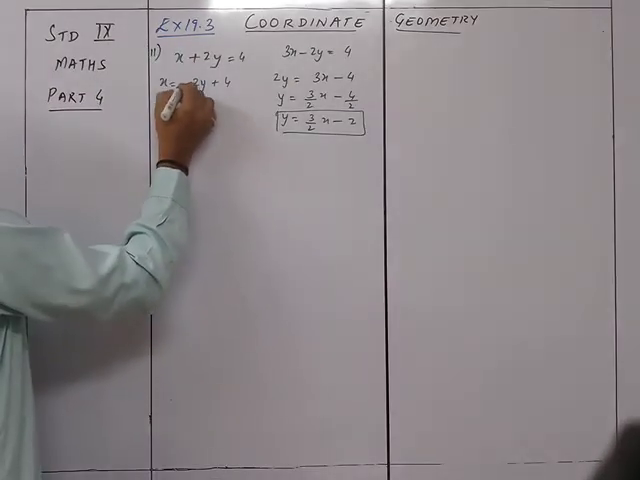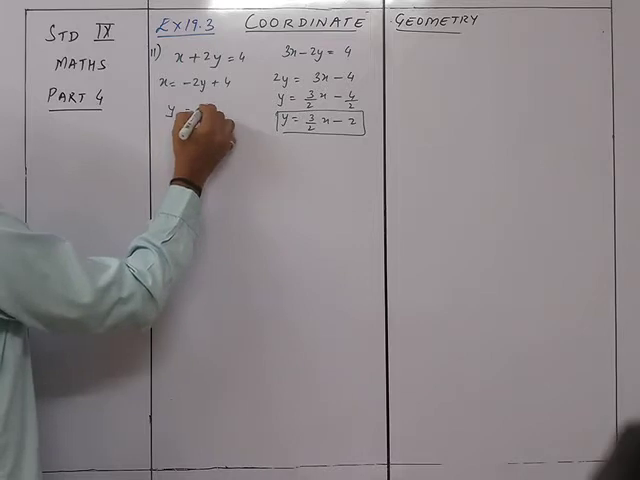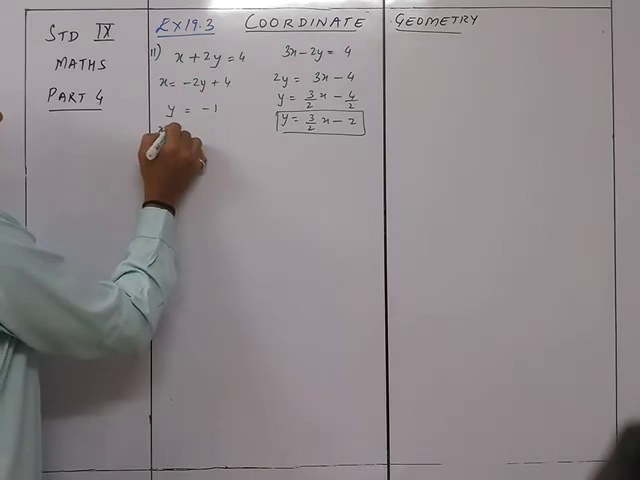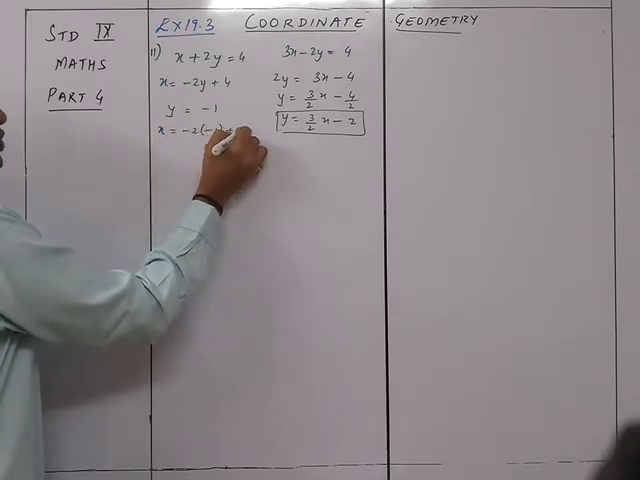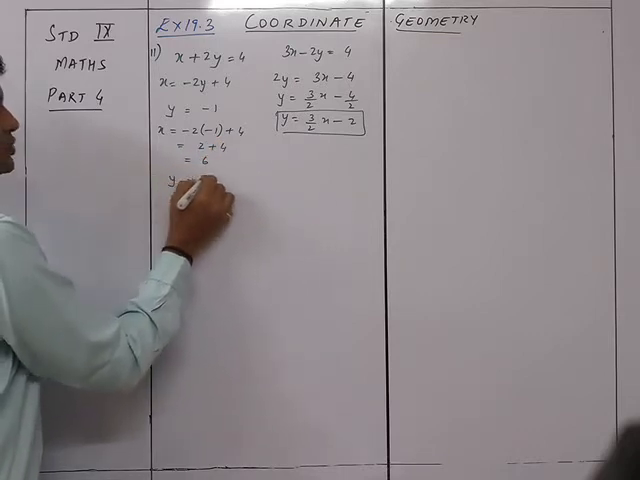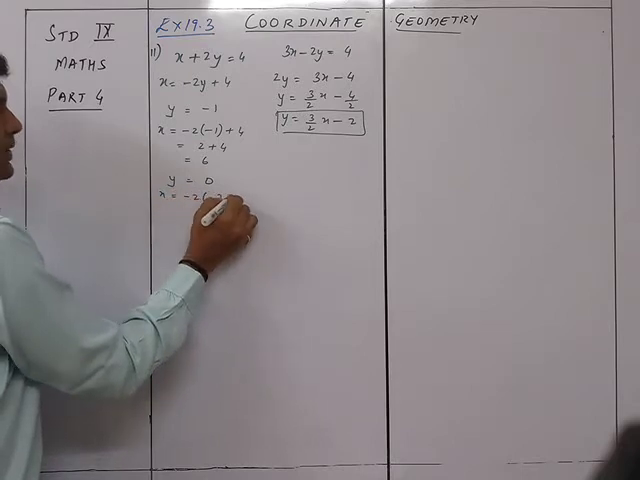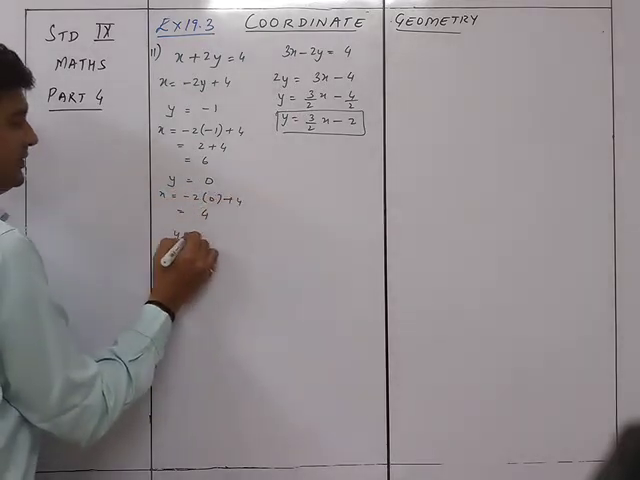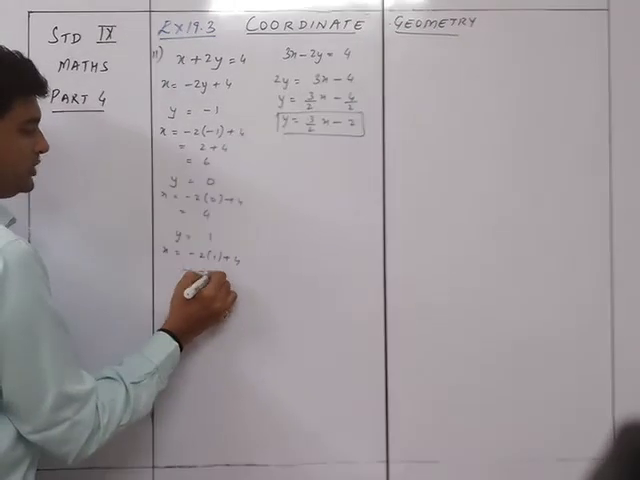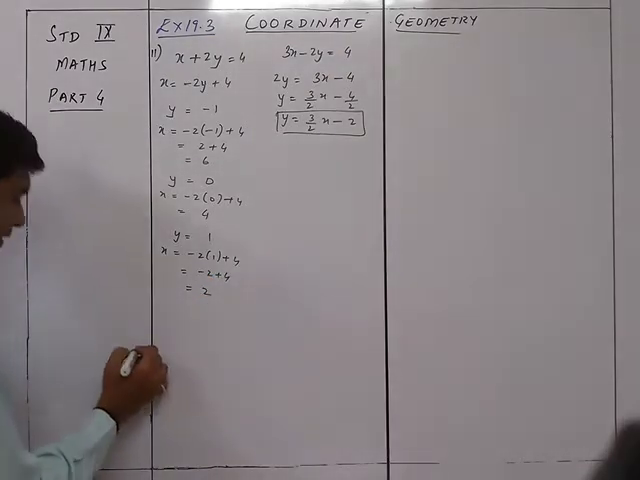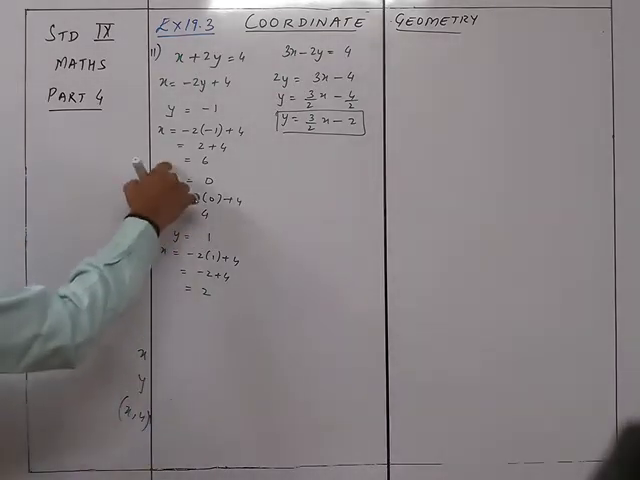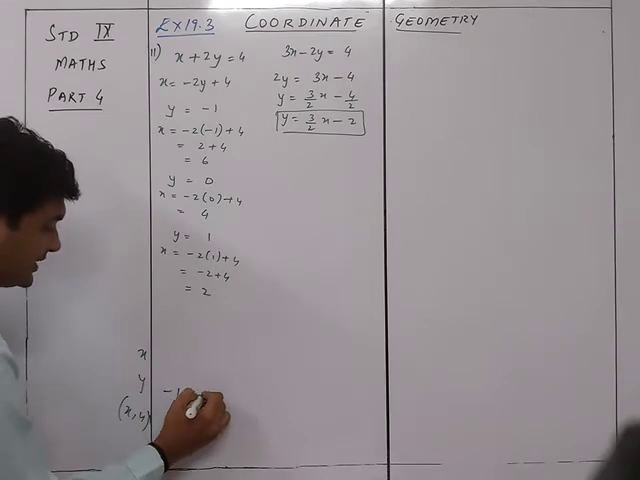Here you are going to take the values of y. So we'll take the value of y to be minus 1 first. So x will be equal to minus 2 into minus 1 plus 4, which is 2 plus 4, is equal to 6. Next is y is equal to 0. So x is equal to minus 2 into 0 plus 4 is equal to 4. And y is equal to 1. Then x is equal to minus 2 into 1 plus 4, which is minus 2 plus 4, is equal to 2. So we have over here the values of y as minus 1, 0 and 1.